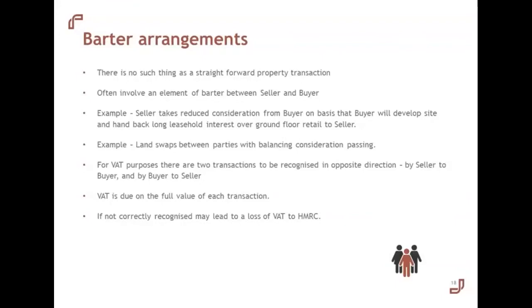So in my slide there I give two examples where a seller takes a reduced consideration from a buyer on the basis that the buyer will develop a site and hand back a long lease interest over a ground floor retail unit to the seller. I've seen this happen on a number of occasions, particularly in the housing association world. Another is where there is a land swap with a balancing consideration passing. There are many examples of complex arrangements which typically involve some kind of trade-off.